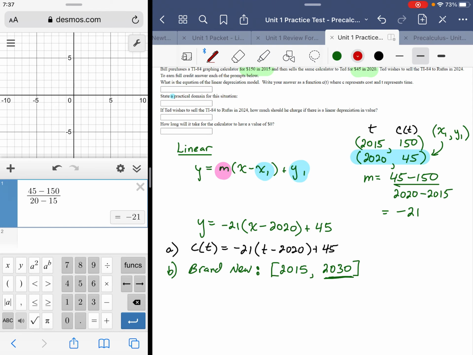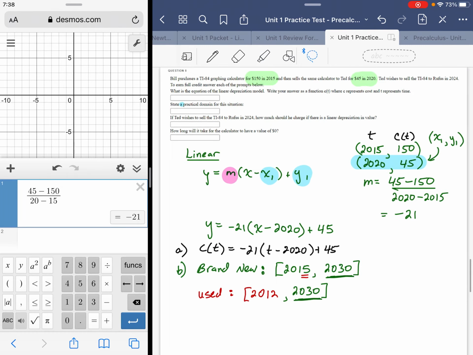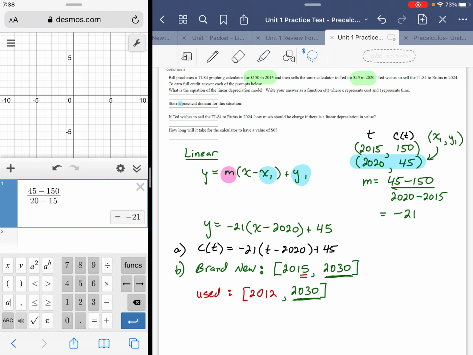So if it's used, you might dial this number back a little bit. You might say maybe we got it a couple of years used, maybe it's 2012. But the high end is still going to be subjective. 2030 is fine, because, like I said, it's subjective. So it's not quite a gimme, that particular question, but it's pretty close.